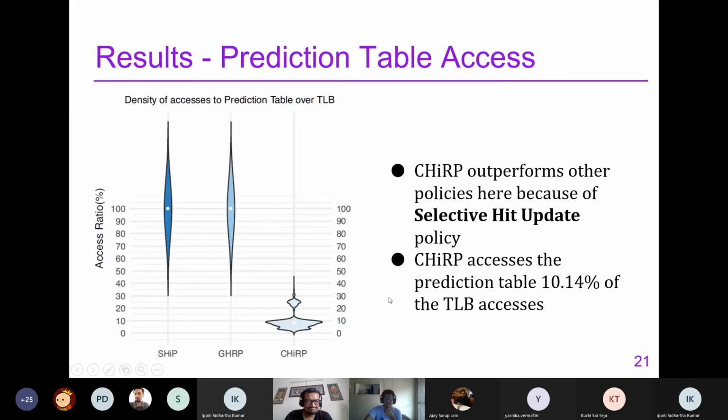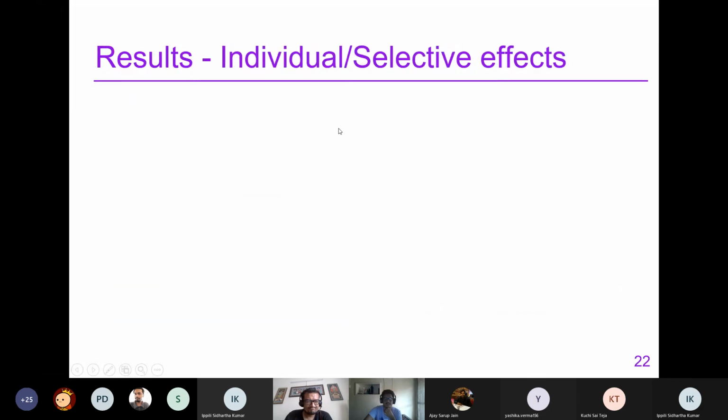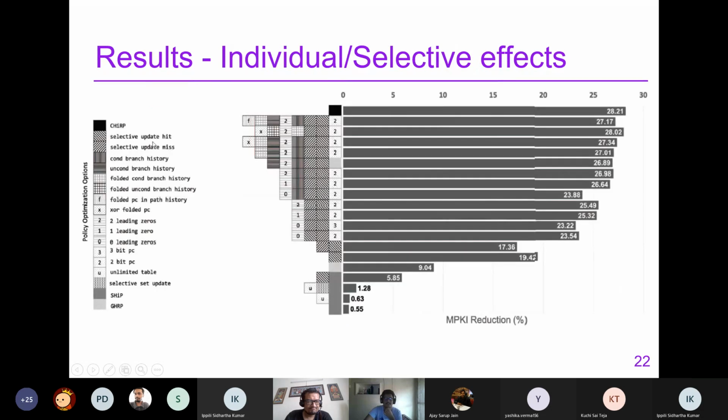And this results in lower power consumption too. And this is the result for individual selective effects. So for some selective runs, the settings of the CHIRP policy were changed in order to map this. Here, the base policy used is LRU. And we are seeing an MPKI reduction of 28.21% for CHIRP, using all the features.